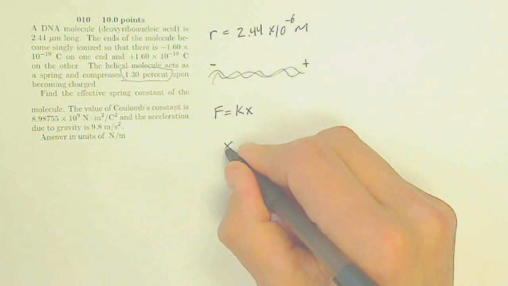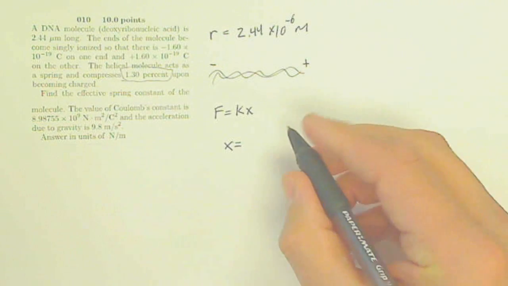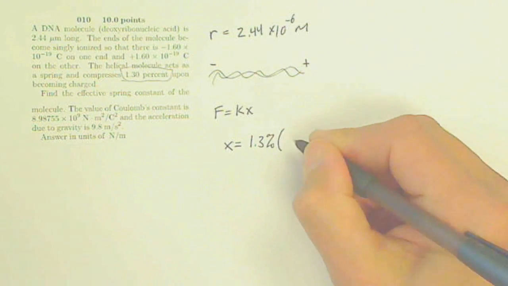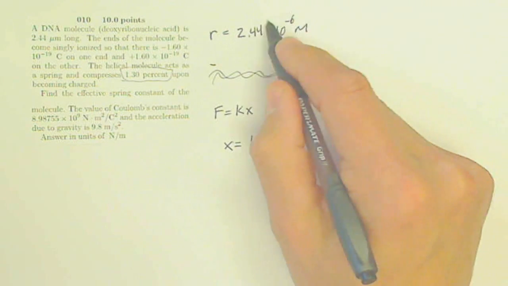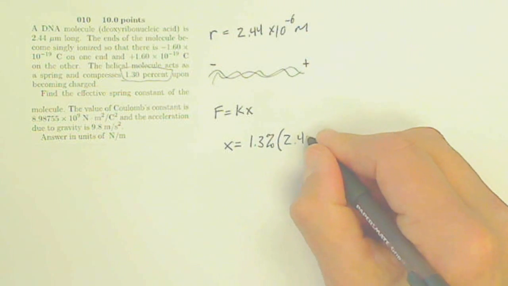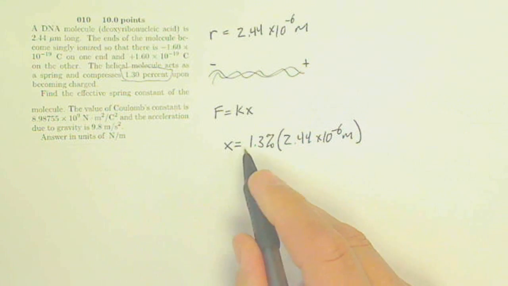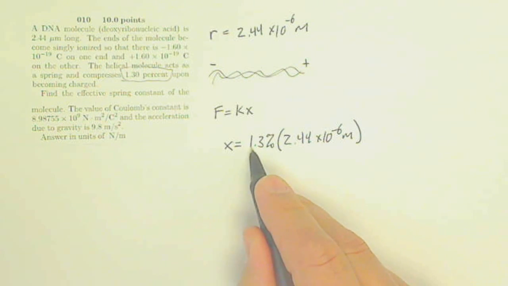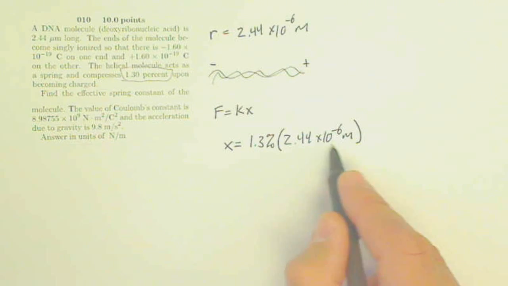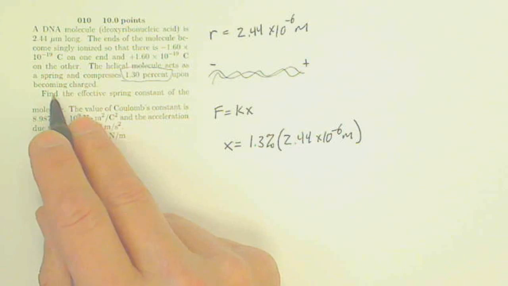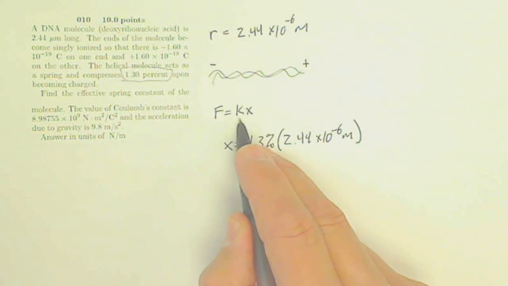Well, x is going to be, for me, 1.3% of my length of the molecule, which is 2.44 times 10 to the minus 6th meters. So I've got 1.3%, or 0.013, times this number, which will give me my x for F equals kx. Find the spring constant. So I'm solving for this k.